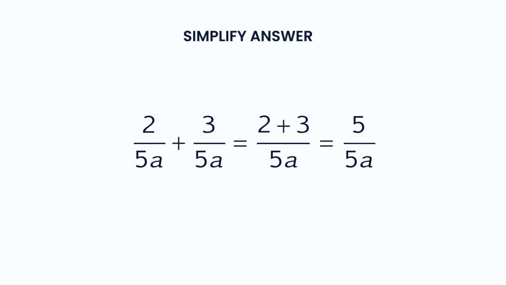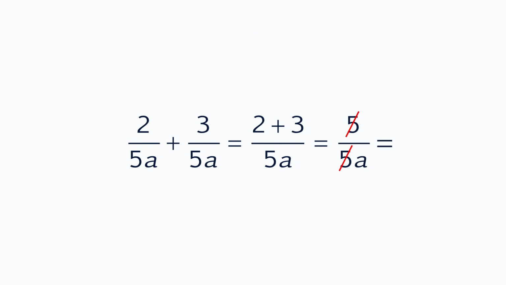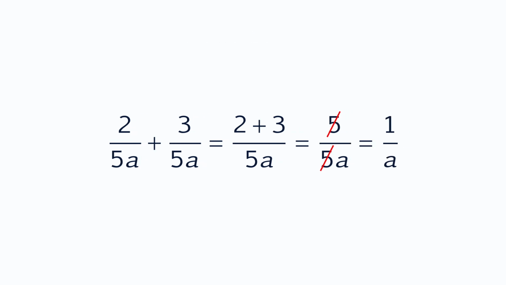Here, 5 is a common factor in both the numerator and the denominator. You cancel 5 to simplify the fraction. This leaves you with 1 over a. And you're done.